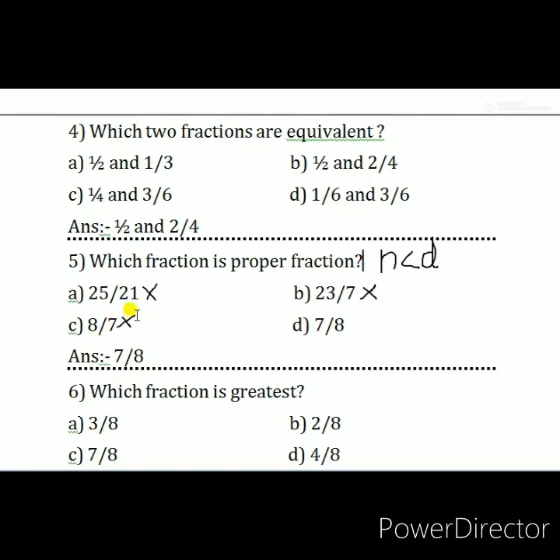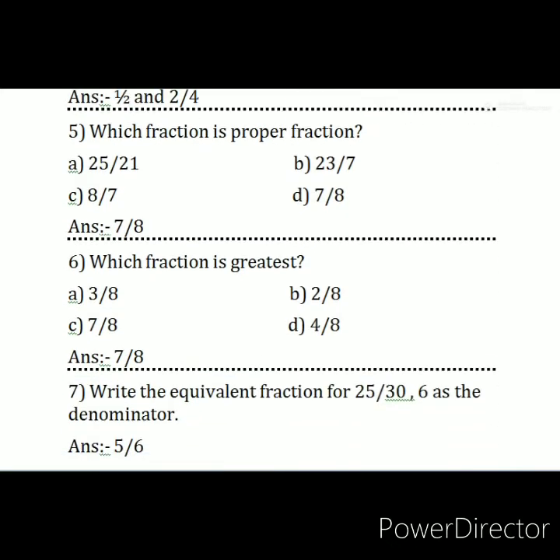Now the option D we have to find. 7 by 8. Here the numerator is smaller and the denominator is greater. So which option is a proper fraction? 7 by 8. The option D is the proper fraction. Now we will see our question 6.